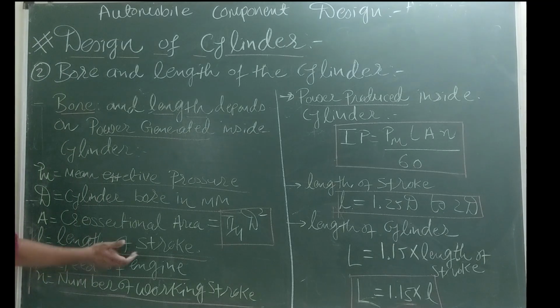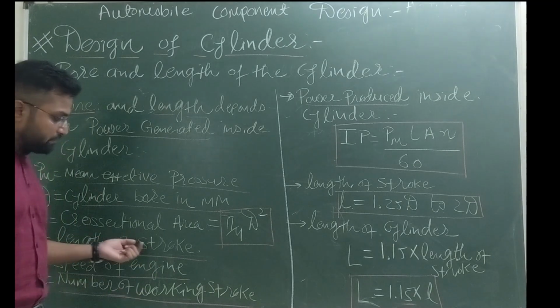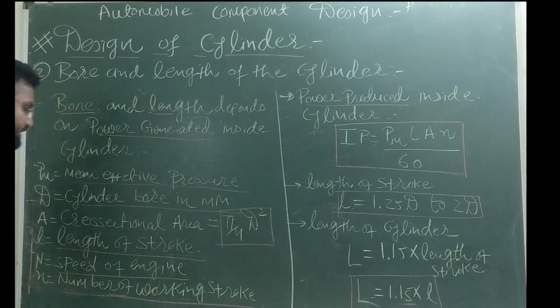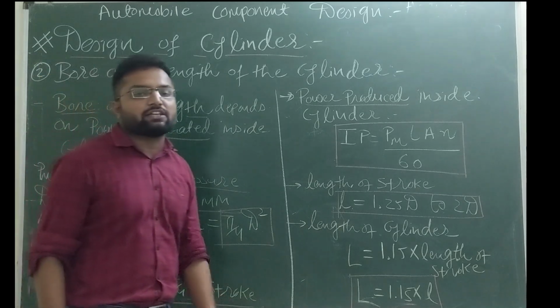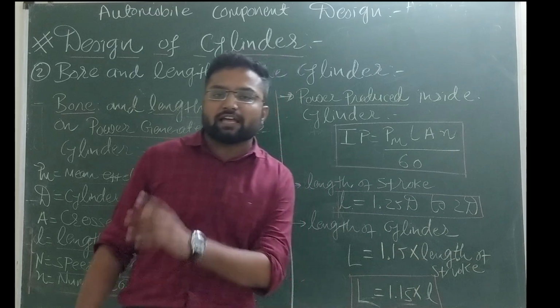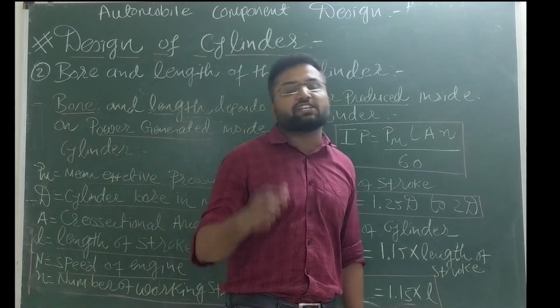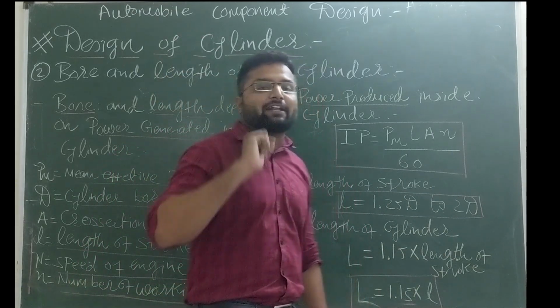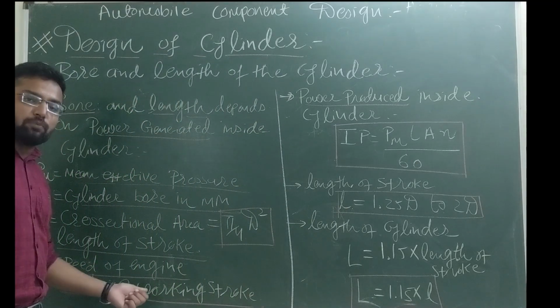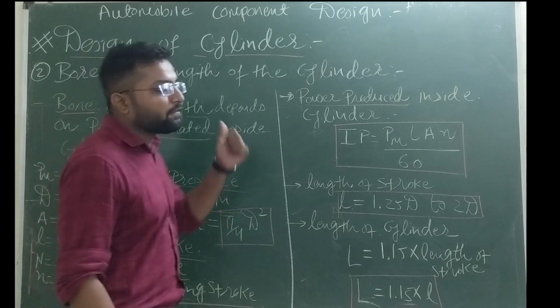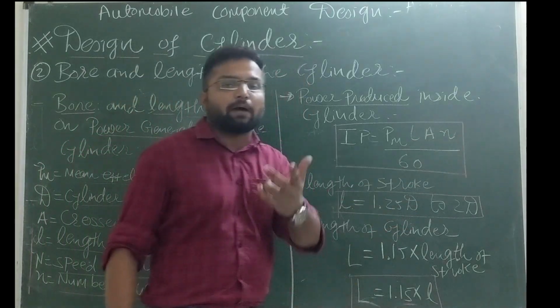After that, the length of stroke, which we have to determine depending on this indicated power. Then the speed of our engine, N. And n is the number of working strokes in our engine. In case of a 2-stroke engine, small n is equal to capital N, and in case of a 4-stroke engine, you have to take it as N by 2.